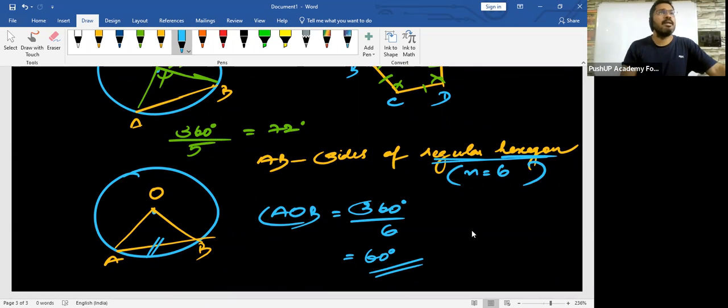Children, whenever a particular chord is given to you and they mention that this chord is the side of a regular polygon, the regular polygon can be a square, a regular pentagon, regular hexagon, regular heptagon, regular octagon, regular nonagon, regular decagon, or any regular polygon. And if they ask you to find what is the angle subtended by that chord at the center of the circle, just determine the number of sides that regular polygon has, and then divide 360 by that number of sides.